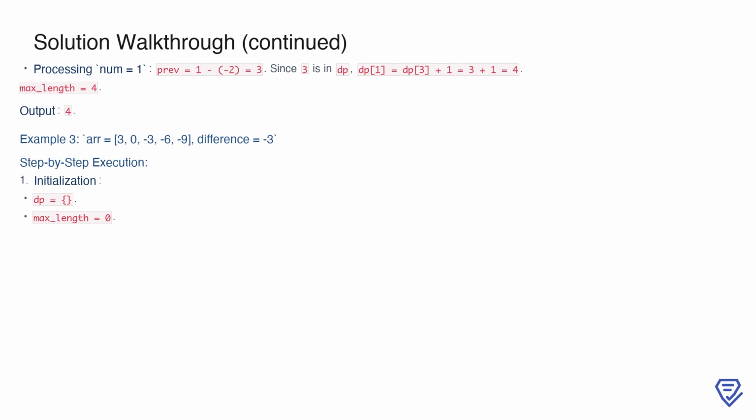For 2, the previous number is 2 minus 2 equals 4, which is in DP, so we extend the subsequence ending at 4 by adding 2, setting DP[2] to DP[4] plus 1, which is 2. Max_length remains 3.